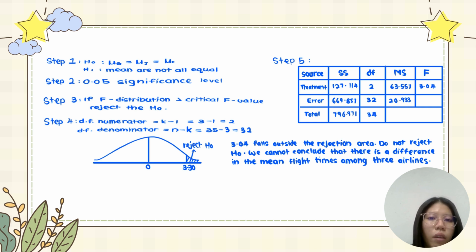The mean square for the treatment is 63.557, and the mean square of error is 20.933, and the last F value we get is 3.04. So at the conclusion, 3.04 falls outside the rejection area, so do not reject H0. We cannot conclude that there is a difference in the mean flight times among the three airlines.